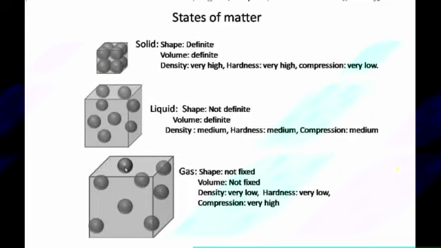As you can see, the molecules move around randomly. They are not even together because the interparticle force is very low. They move here and there. So its volume is also not fixed.